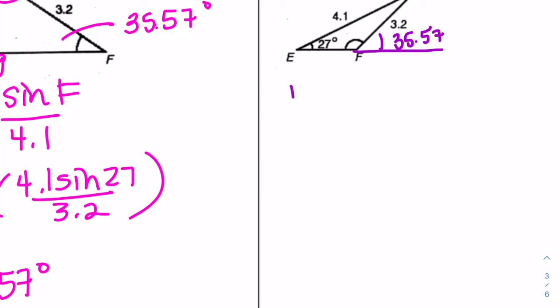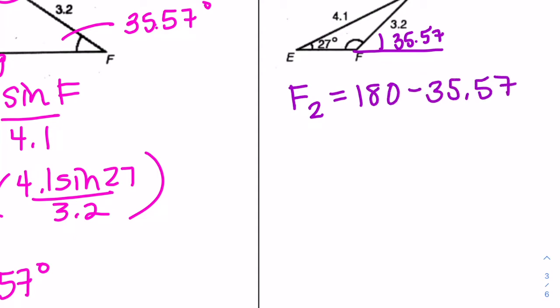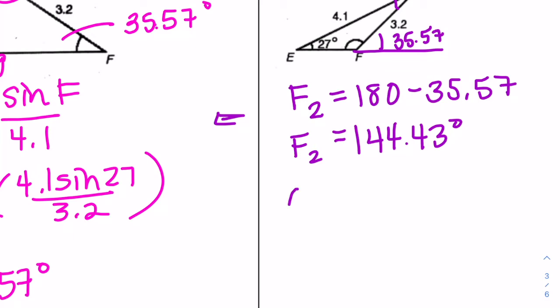But the second angle for F would be 180 minus 35.57, which we figured out over here from case 1. So that's just going to equal 144.43. All right, and then if we want to find angle G, you could tell it's really tiny. The second angle for G would just be 180 minus 144.43.